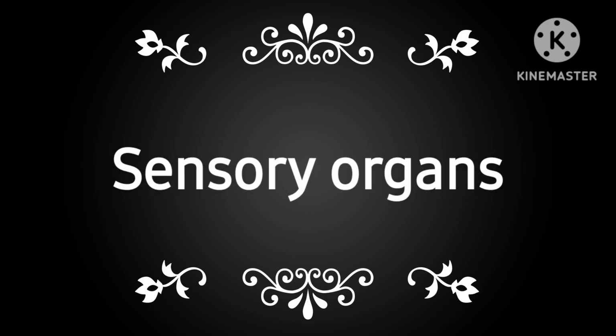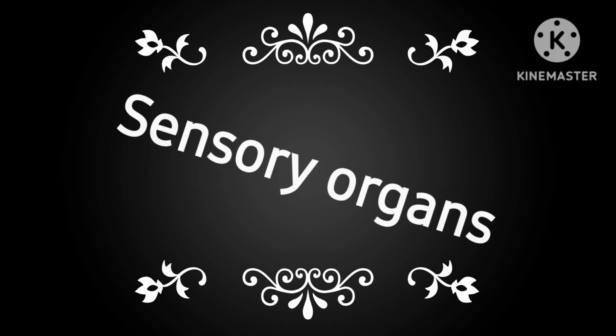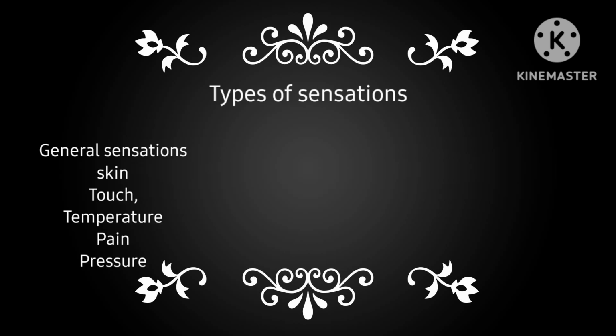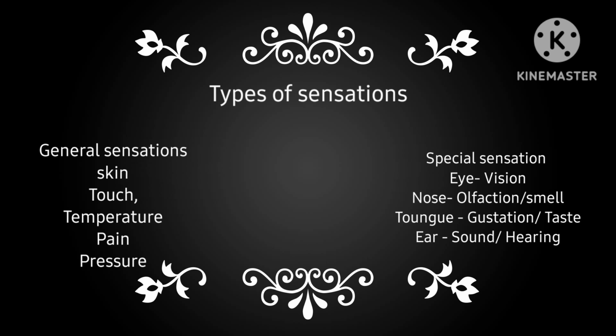Sensory organs. Definition of sensory organ: the organ containing biological transducers which converts external stimulations to action potential and sent to CNS for decoding. This is a sensory organ definition. General type of sensation. When we speak about sensation, it's about the inputs which the body receives from the external environment.